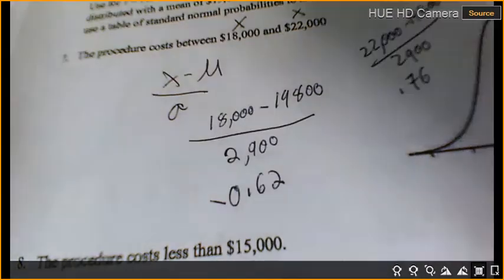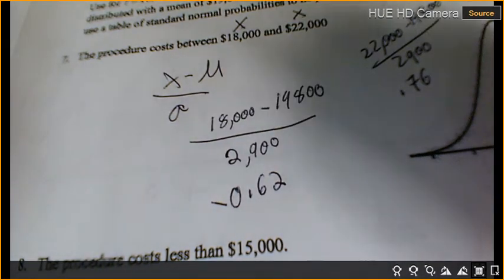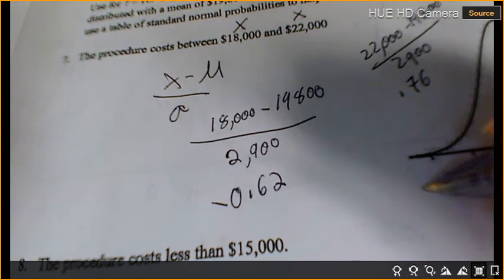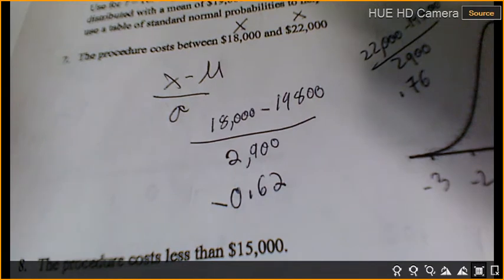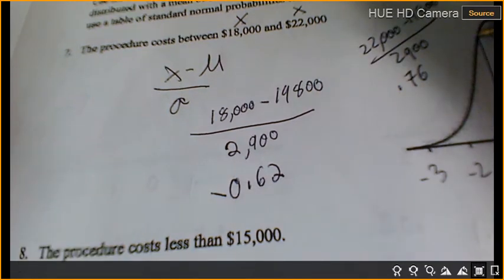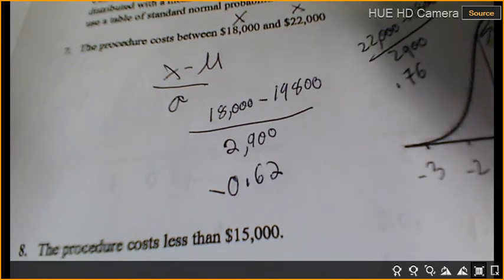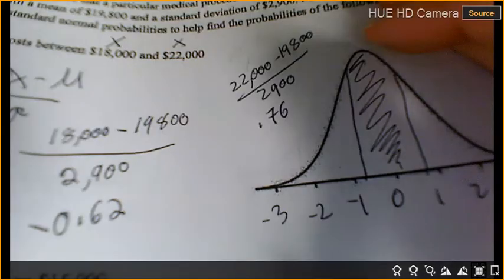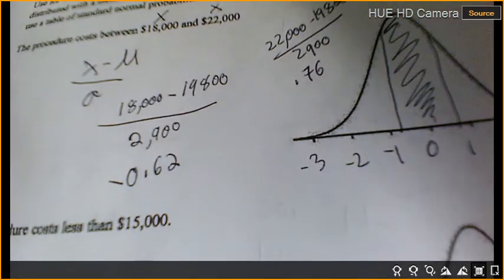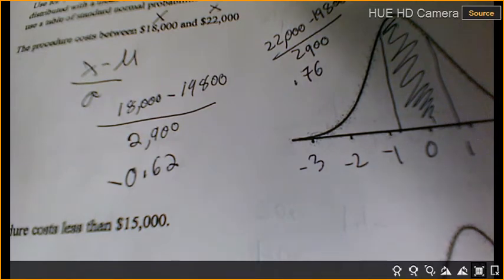Now remember, this is my little sketch to give you an idea of what you're trying to find. You're looking between negative 0.62 and 0.76. So I'm just looking for this area right in here, because otherwise you don't understand where I came from.